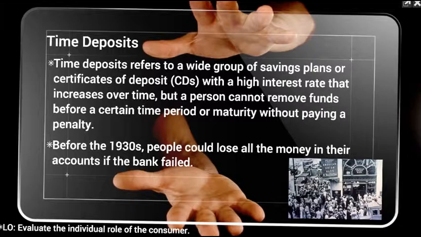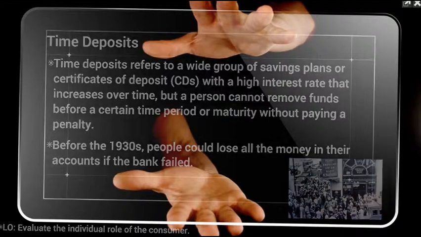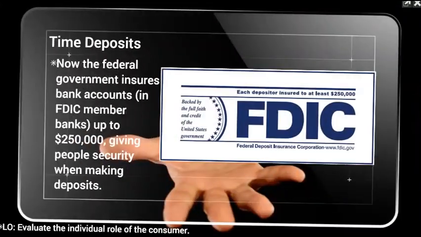Before the 1930s, people could lose all of the money in their accounts if the bank failed. Fortunately today, banks are insured by the FDIC. Most banks are FDIC insured, which is the Federal Deposit Insurance Corporation. This is a federal government-owned corporation that insures bank accounts in FDIC member banks up to $250,000, giving people security when making deposits.